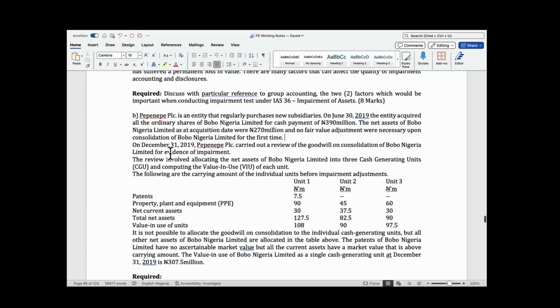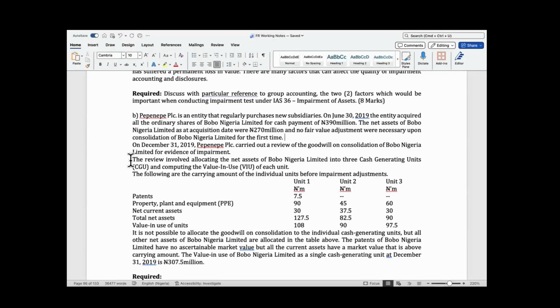Okay, that's fine. Then it says on December 31st, 2019, Pepe carried out a review of goodwill on consolidation of Bobo Limited for evidence of impairment. So after preparing the consolidated account and recognizing goodwill in it, he then went ahead to carry out a review of the goodwill for impairment loss.